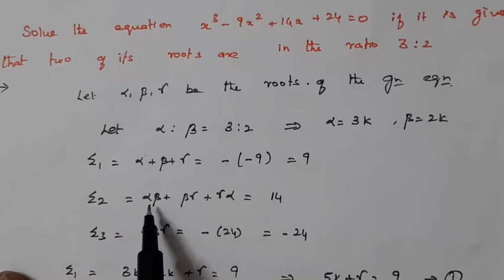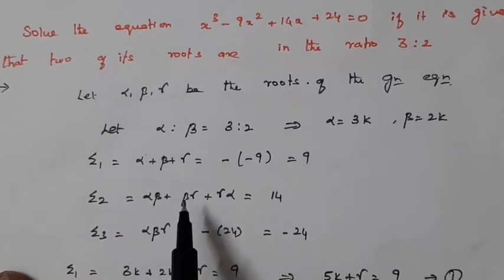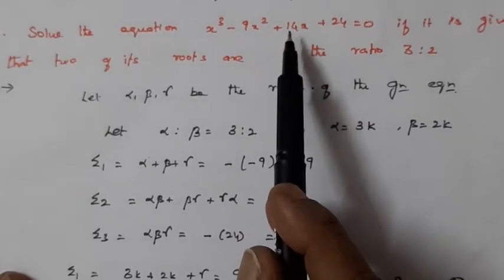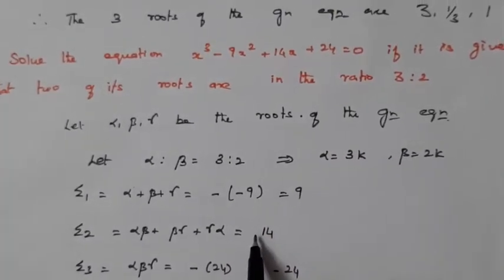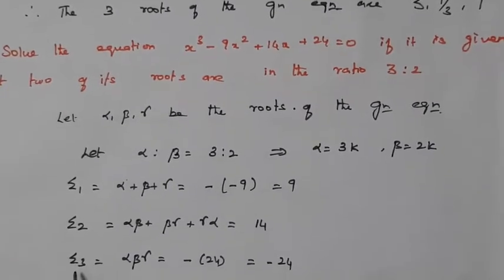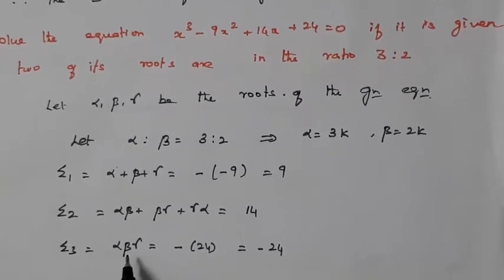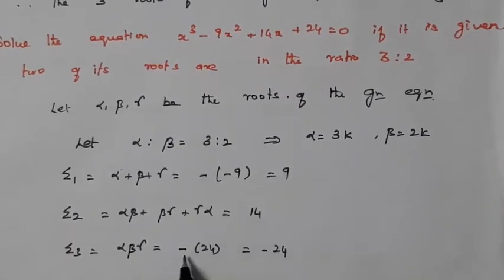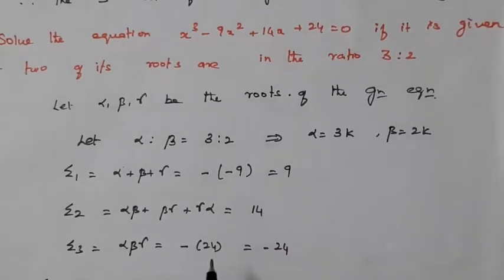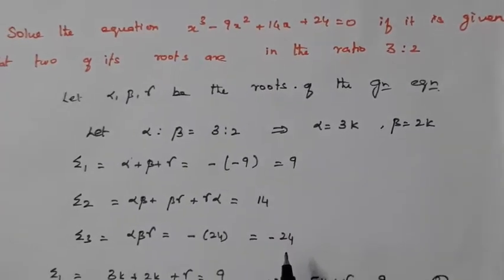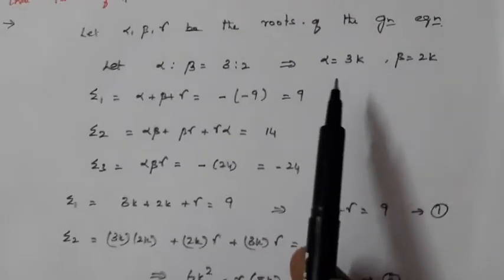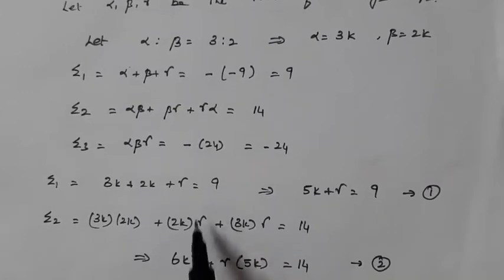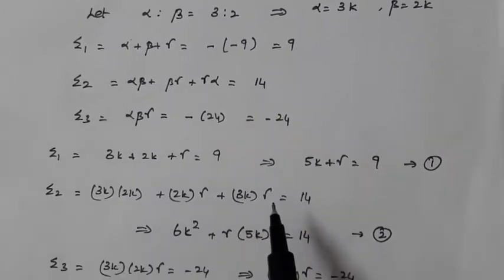Then sigma 2, the sum of the product of the roots taken 2 at a time. So alpha beta plus beta gamma plus gamma alpha, that is equal to the coefficient of x, 14, and it will take the positive sign, so it is plus 14, okay. And then sigma 3. Sigma 3 is the product of all the 3 roots, that is alpha, beta, gamma. So it will take alternating minus plus signs, so it will be minus, and then it will be equal to the constant, so minus 24, okay. Then let us substitute alpha as 3k and beta as 2k in the 3 equations, and then you have to get the values of alpha, beta, gamma from the 3 equations, right?